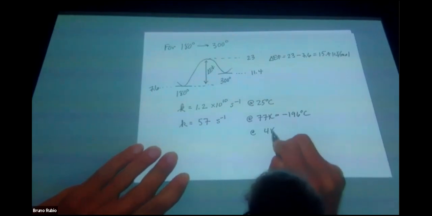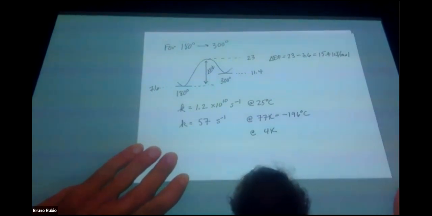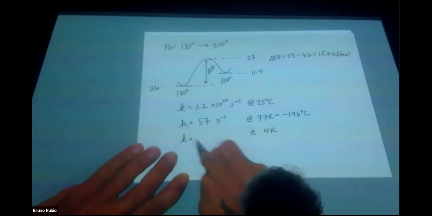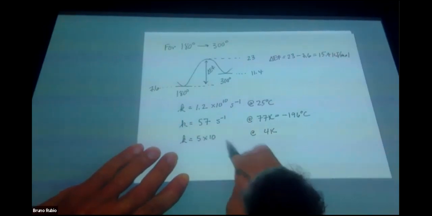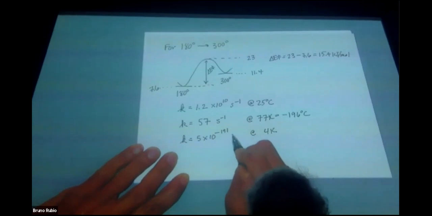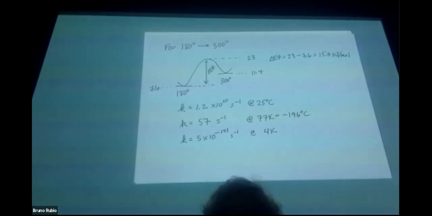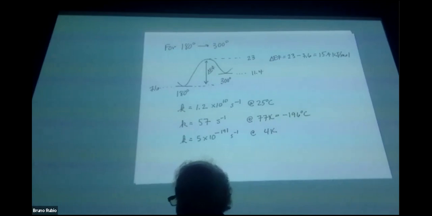At 4 degrees Kelvin, this is intergalactic space where the distance between molecules is many, many kilometers, where there are very few collisions. What is the rate constant then? 5 times 10 to the minus 191 per second, right? In other words, in intergalactic space, the molecule is frozen, it's rigid, it's not rotating. But down here on planet Earth with the rest of us, the molecule is spinning very, very fast.